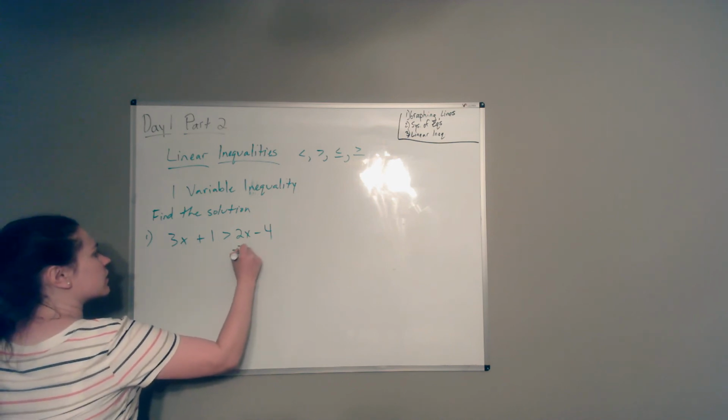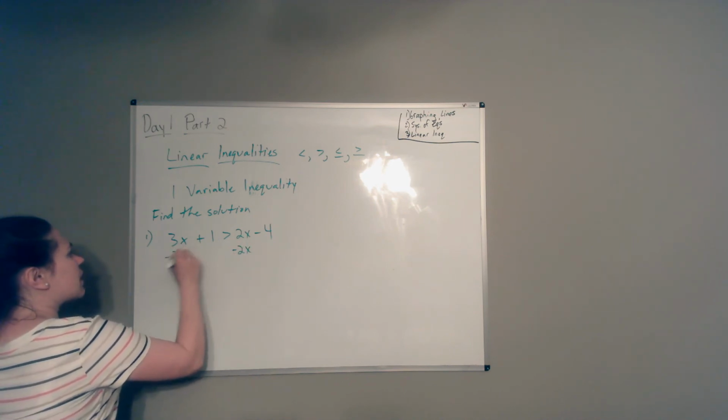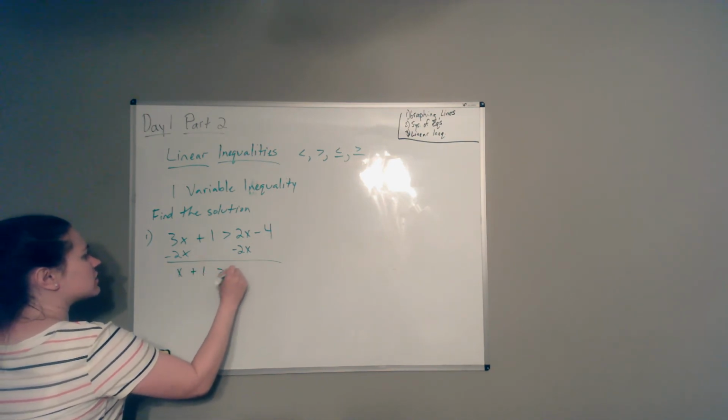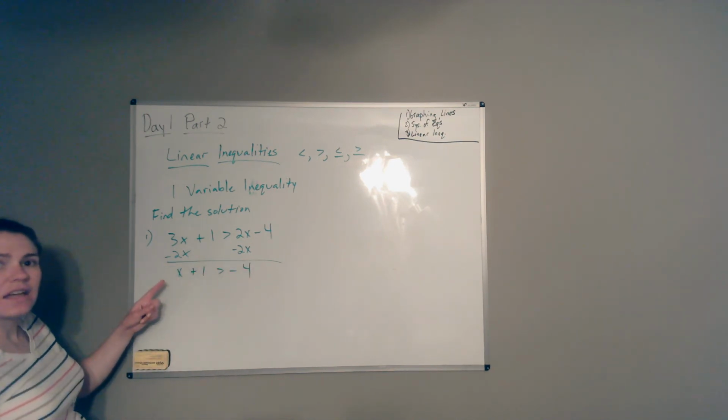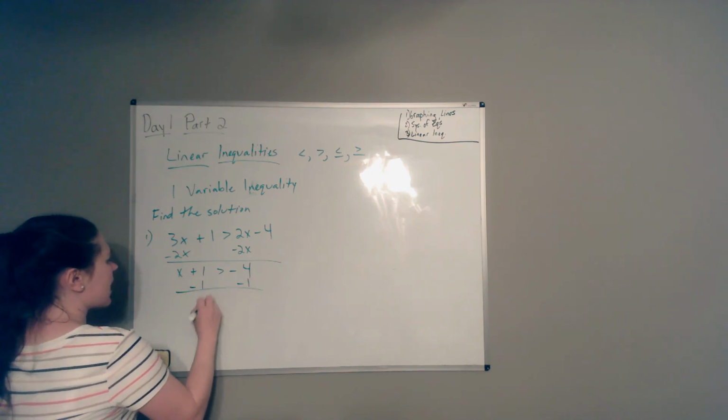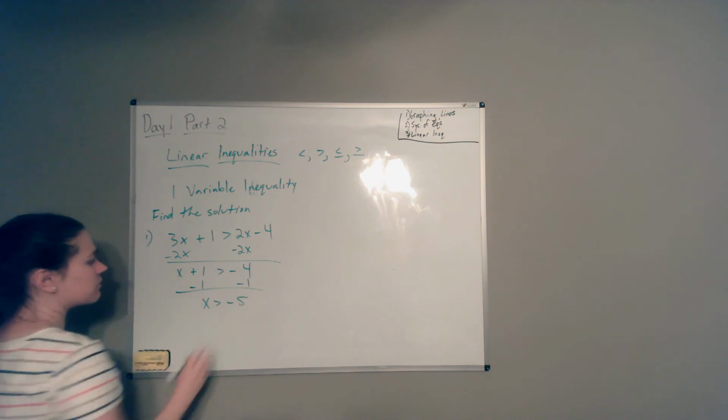So take away 2x on both sides. I did not multiply or divide by a negative, so I do not need to flip any symbol. I need to get x by itself, so I have to take away 1 from both sides. That gives me x is greater than negative 5.